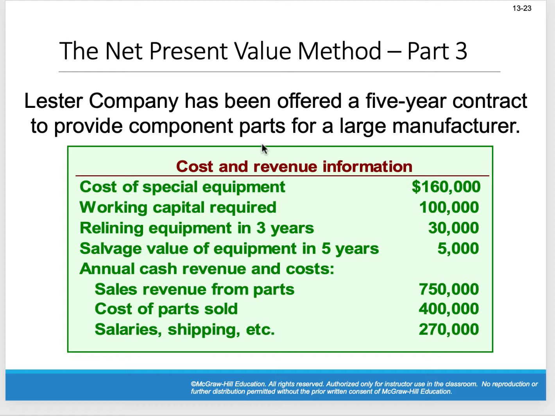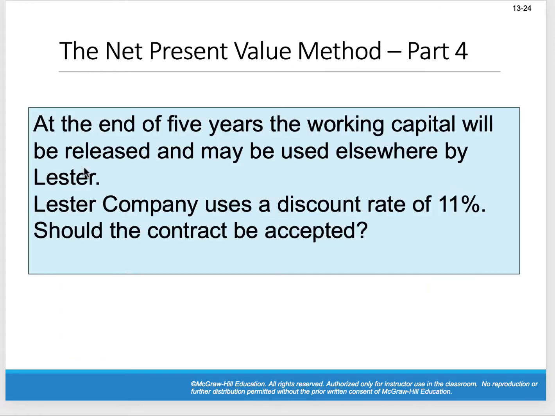So basically, I'm going to have a net cash inflow of $80,000 each year for 5 years, right? 750 minus 400 minus 270, okay? Now, they tell us that at the end of 5 years, that working capital will be released, and we can use that money elsewhere. They also tell us that the discount rate is 11%. That's very important. That's what we're going to use as our discount rate. We're going to assume 11%.